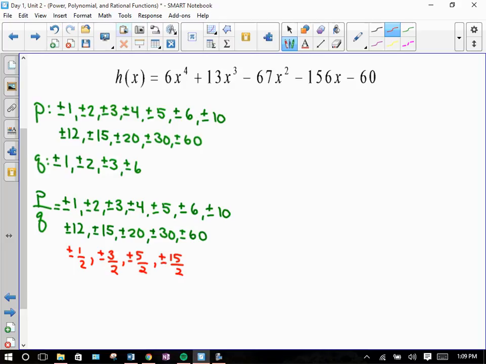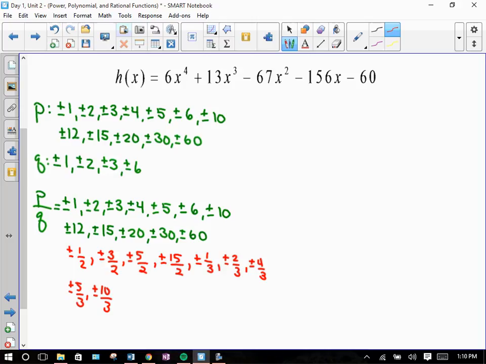1 divided by 3 is plus or minus 1/3. Alright? 1 divided by 6 is plus or minus 1/6. Oh wait, yeah, no, not 1, I've done that. 2 divided by 3 is 2/3. 3 divided by 3 is 1. 4 divided by 3 is 4/3. Alright? 5 divided by 3 is 5/3. 6 divided by 3 is 2. 10 divided by 3 is 10/3.